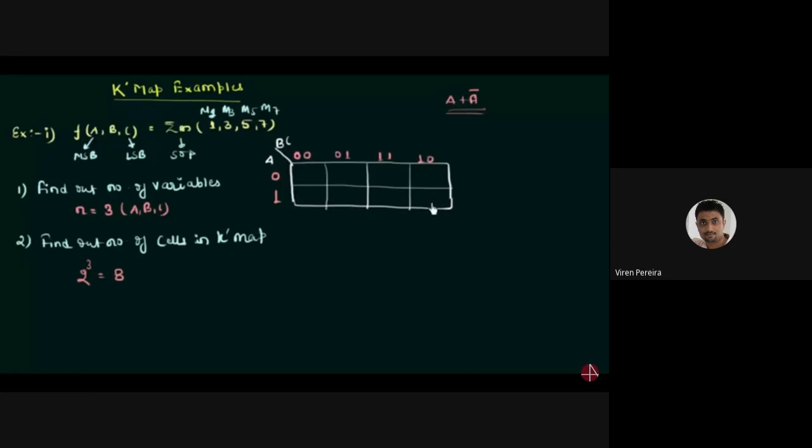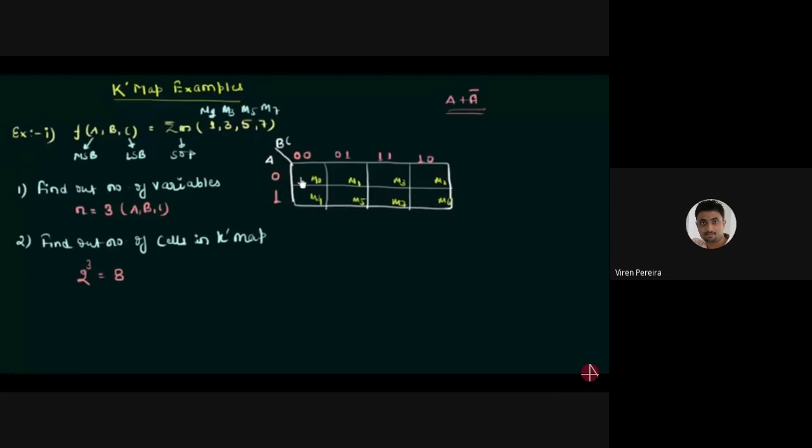So the next step is to fill out these cells. As this is the first example, I will write it down for you. This is your M0, this is your M1, this is your M2, this is your M3, M4, M5, M6, M7. This is just the initial lecture about the K-map, that's why I'm writing these min terms representing the cells. When you are familiar with the K-map and know how to solve it, there is no need to write this down. And the next step is to fill out the values for which this function is true.